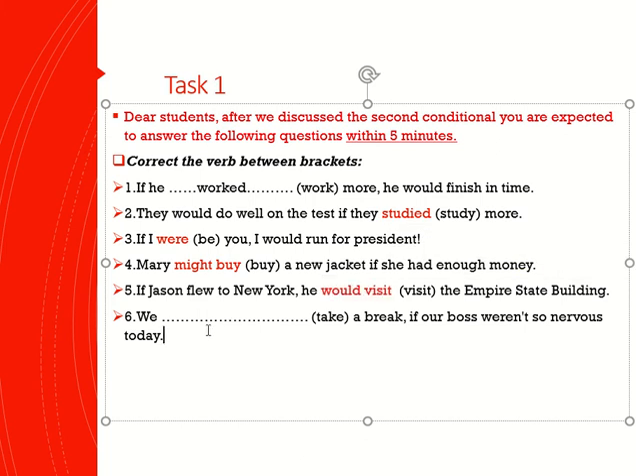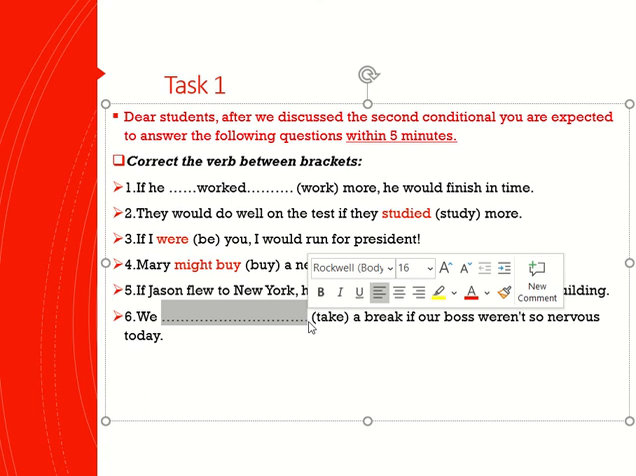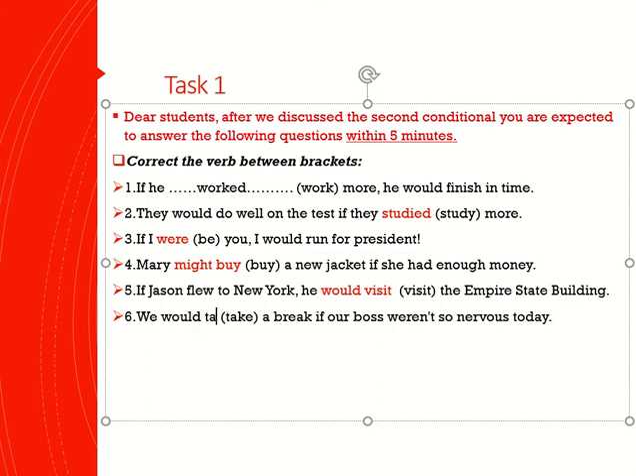Now, let's go to the last one. We space take a break if our boss weren't so nervous today. So here we have if in the middle, so we don't put a comma. If we put if in the middle, and here we have the simple past of be, which is weren't, the negative form. And here we have to put what? Would take, right? Would, correct.